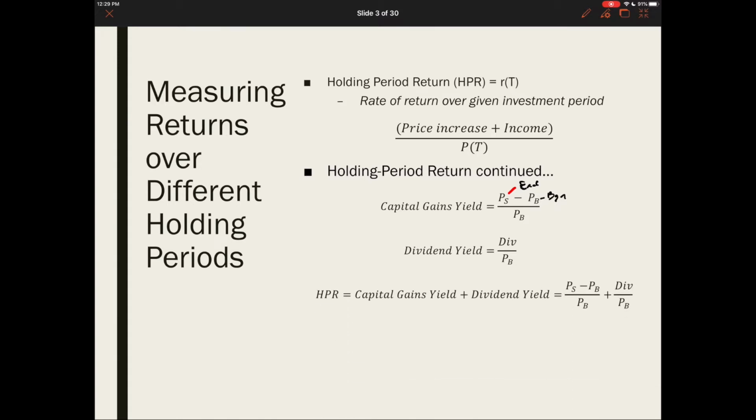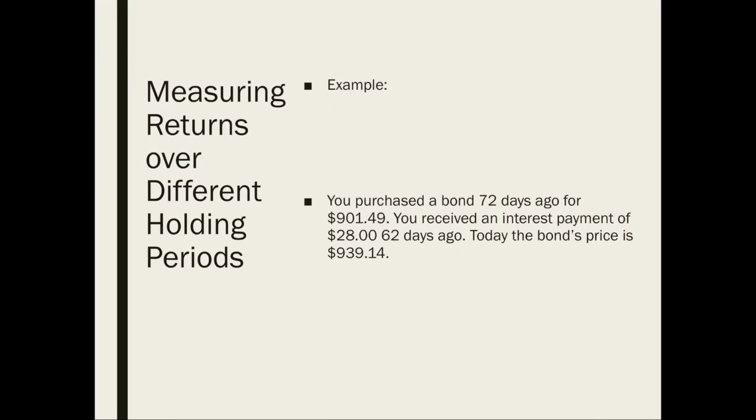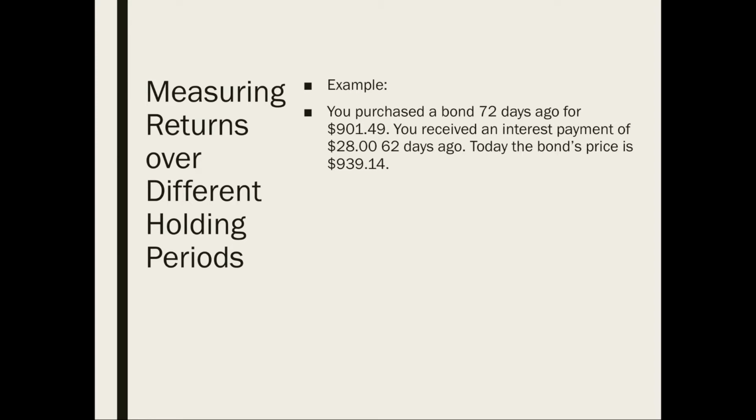So as I mentioned, your holding period return can be broken down into a capital gains yield and a dividend yield. And when we are dealing with stocks, we assume that the dividend is paid at the end of the holding period. So let's take a look at an example. You purchased a bond 72 days ago for $901.49. You received an interest payment of $28 62 days ago. Today, the bond price is $939.14. What is your holding period return on the bond as of today? So over this 72-day period.